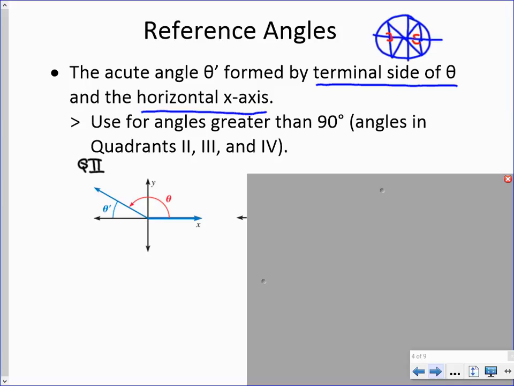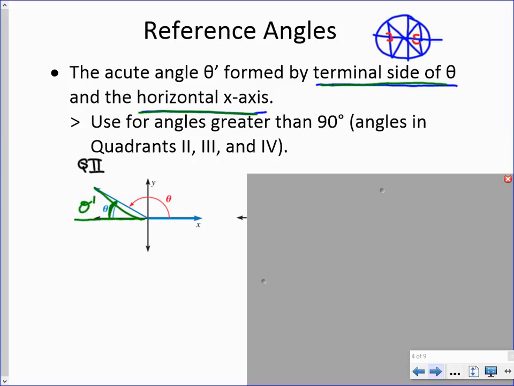And the reference angle I'll highlight in green using these pieces of my definition. I'm going to use the terminal side of the angle and the horizontal x-axis. In this case, I actually use the negative side of the x-axis. If I were to go back to the positive side, it would not be acute. It would be some kind of obtuse angle. So I have to go back to the negative side. And that angle right there represents what we would call theta prime, which is our reference angle.